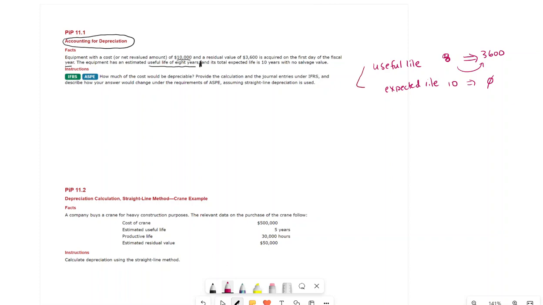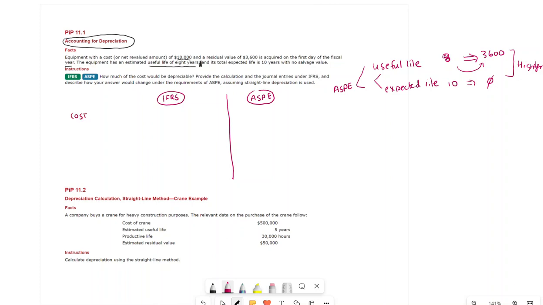For ASPE purposes, we need to calculate the depreciation using both the useful life and expected life. Wherever there's a higher depreciation, that's what we are going to record the transaction at. So we're going to show you how to do it. I'm going to put it under the IFRS, and then we're going to do the same thing under ASPE, and we're going to explain what entry you will be doing if they were following ASPE standards, and then what entry you will be doing if they were following IFRS standards.